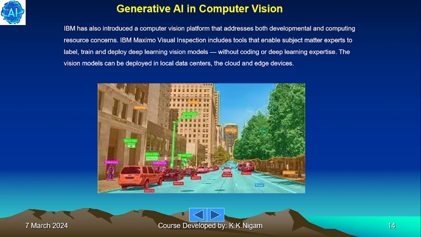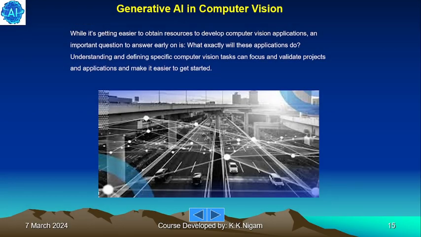IBM has also introduced a computer vision platform that addresses both development and computing resource concerns. IBM Maximo Visual Inspection includes tools that enable subject matter experts to label, train, and deploy deep learning vision models without coding or deep learning expertise. The vision models can be deployed in local data centers, the cloud, and edge devices.